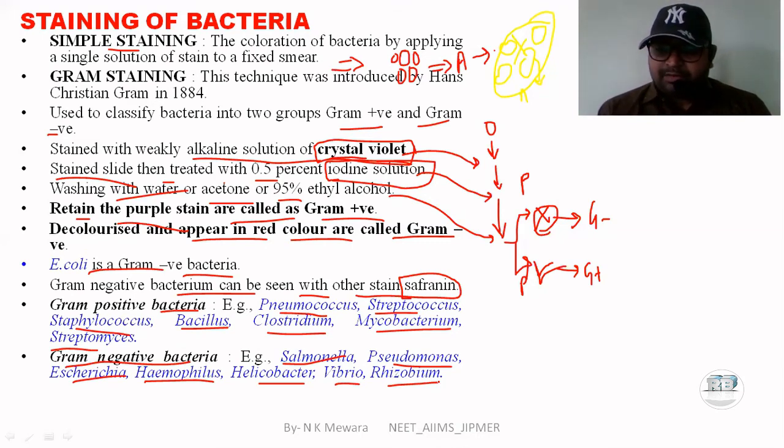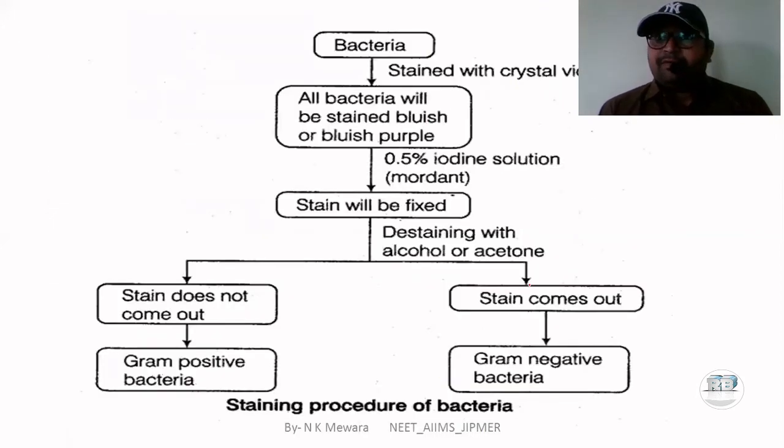Now next, what is the procedure of staining? Firstly, we take bacteria and stain them with crystal violet. Listen carefully. Firstly, take bacteria and stain with crystal violet, and all bacteria will stain a bluish purple color.